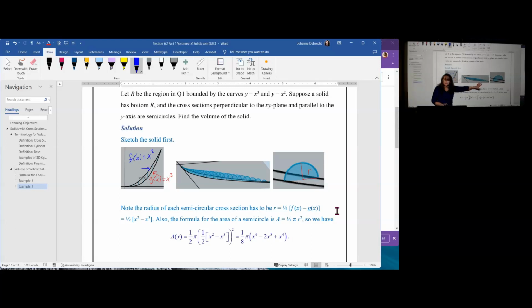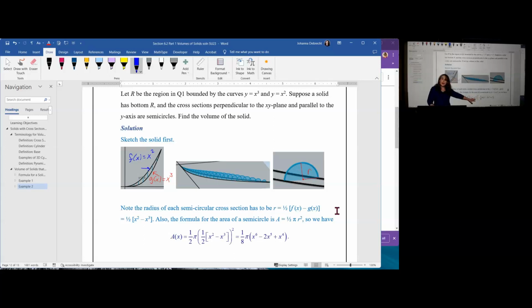To find the area of the semicircle, I take half of pi r squared. But to find r, I need to take the distance from x squared to x cubed by subtracting x cubed from x squared. That would give me the diameter of the semicircle. But I want radius, so I take half of that. Then I square it to get the area. It is a semicircle, so I have 1/2 pi r squared. When I multiply this out and I square the 1/2, I get 1/4 times the other 1/2 gives me 1/8.